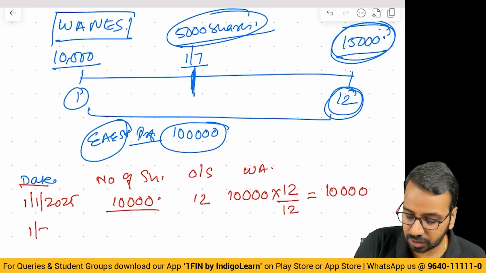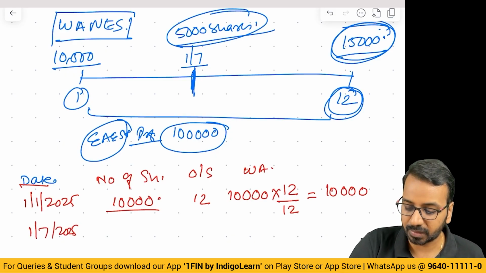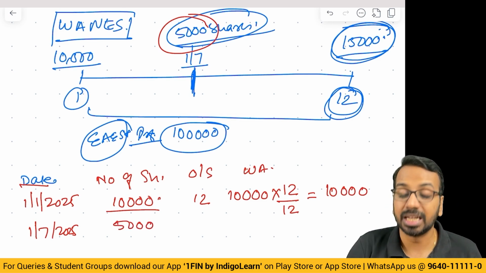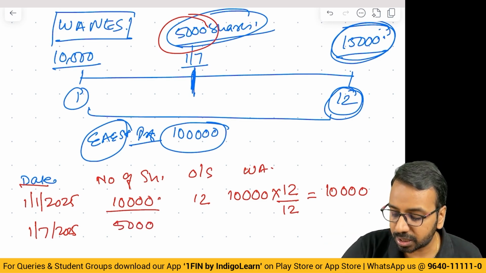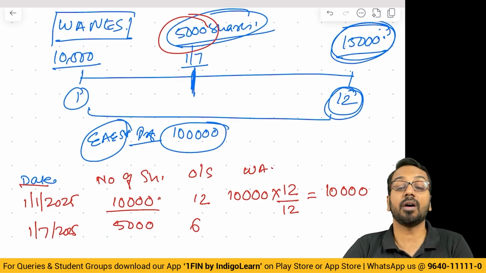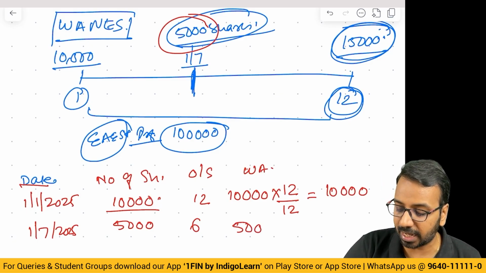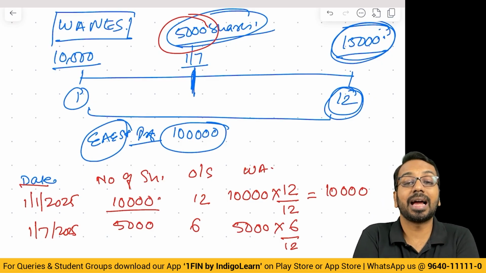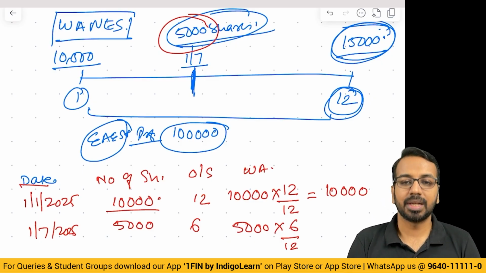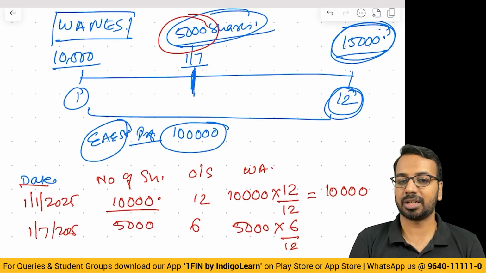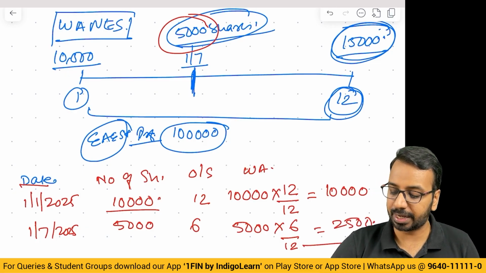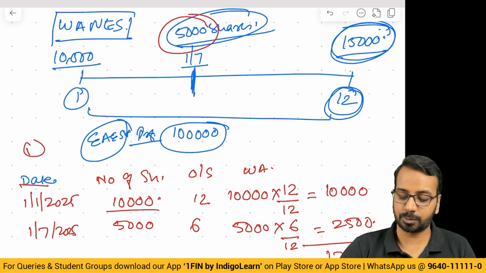Then on 1st of July of 25, you issued 5,000 shares. These 5,000 shares are outstanding only for a 6 months period. So you will give the weight as 6 months out of 12. Basically what we are saying is, if I have 5,000 shares on 1st of July, it is as good as 2,500 shares for the full year. So this will be 2,500. The total becomes 12,500. This is the first method.